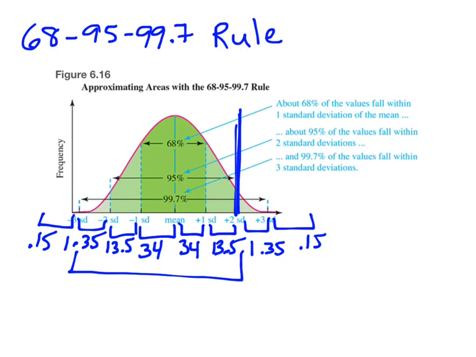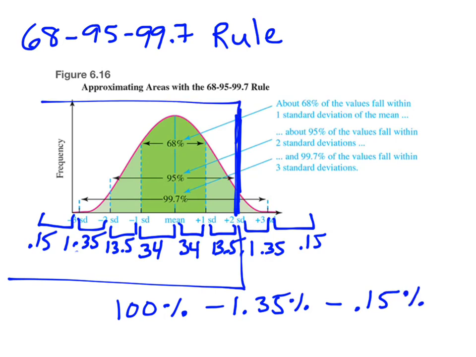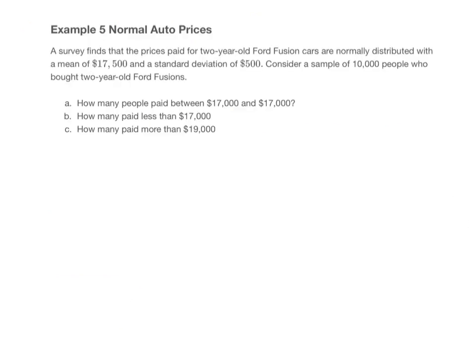All right, so the total percentage of data that is below this point, the 2 standard deviations line, that would be 100% minus 1.35% and minus 0.15%. Right, so from here down would be about 98.5% of the data. All right, so let's look at an example.